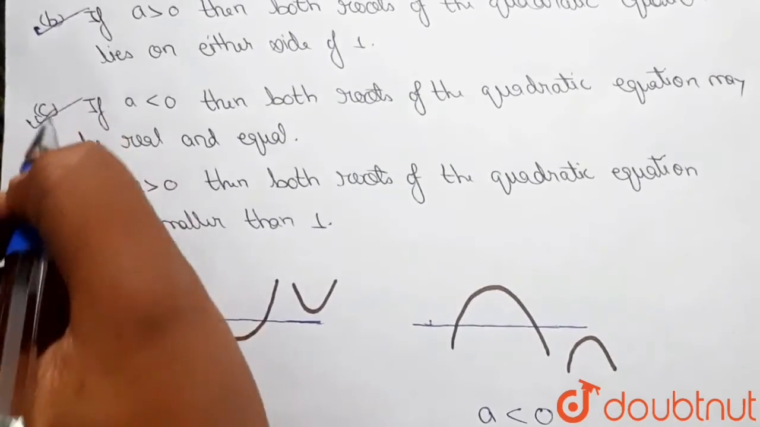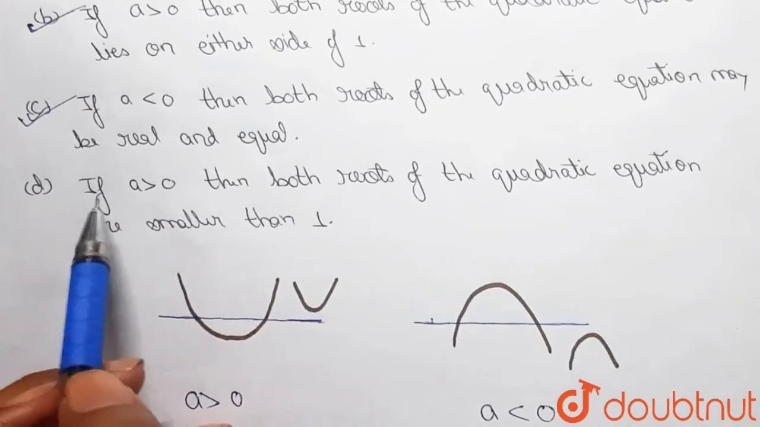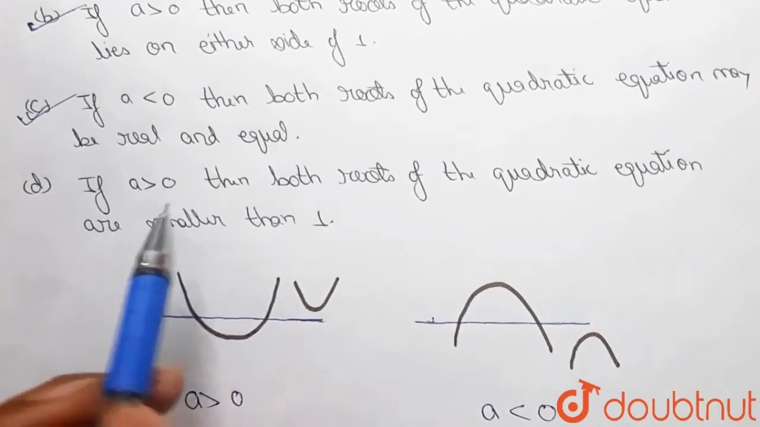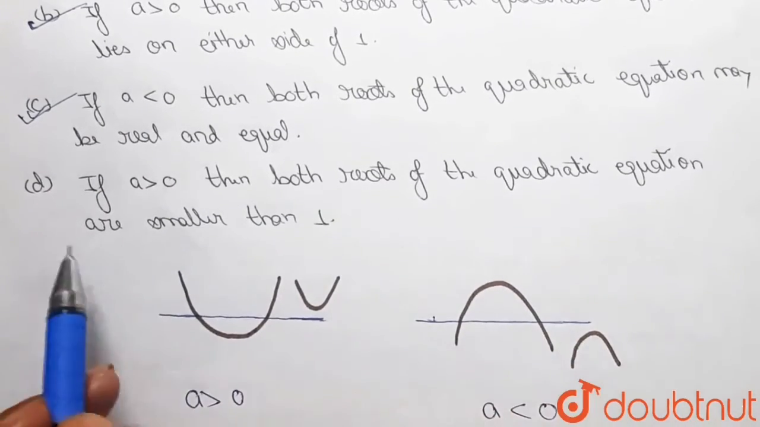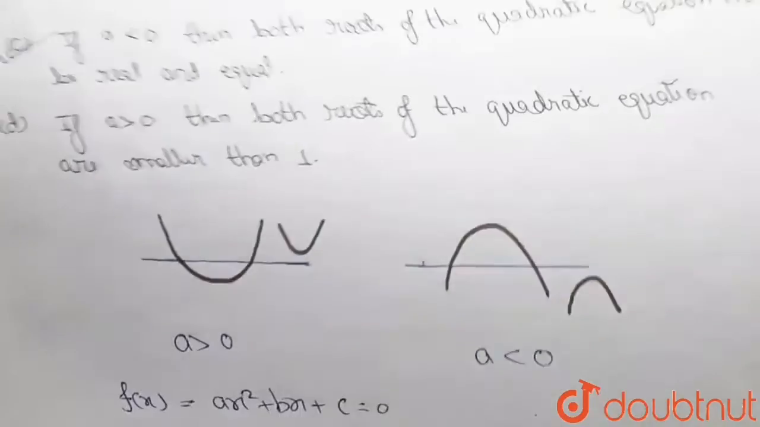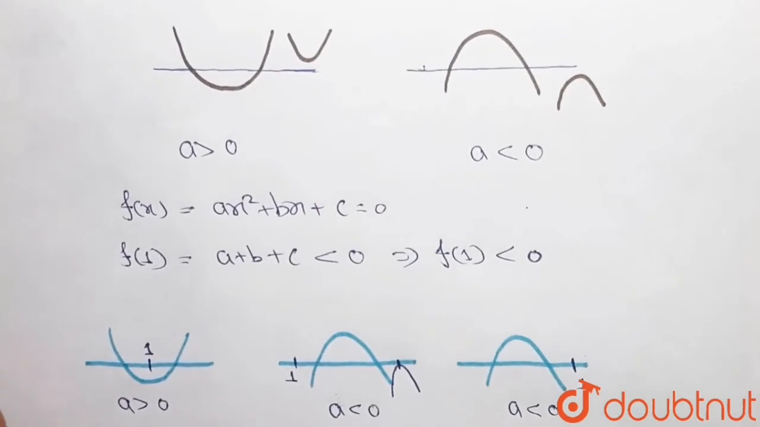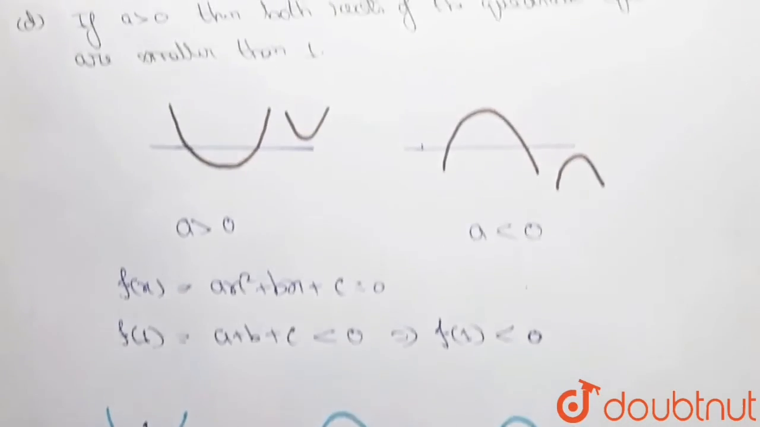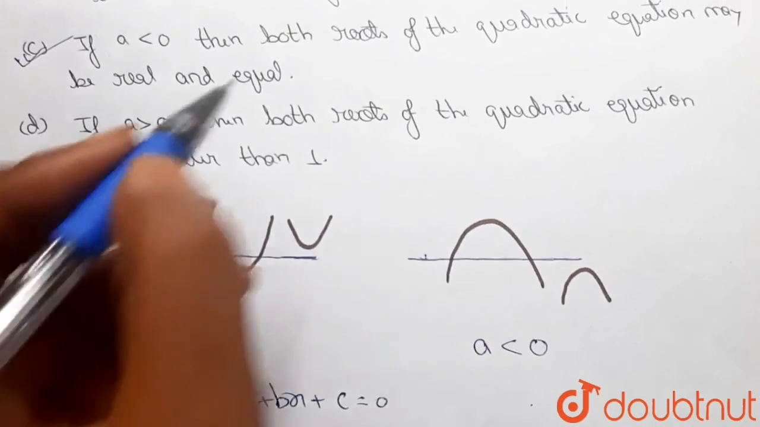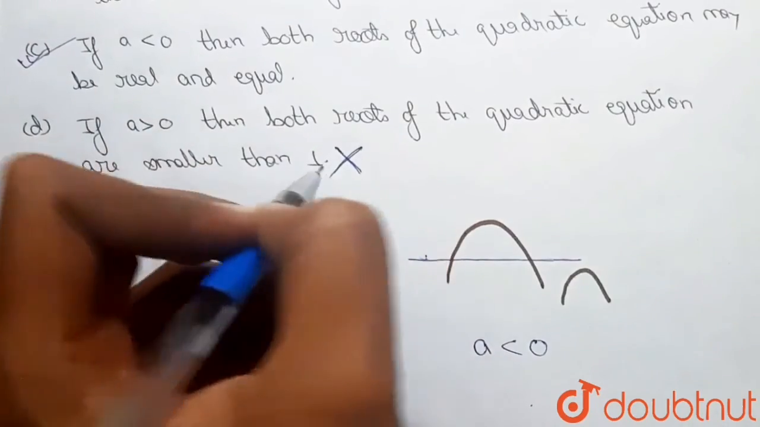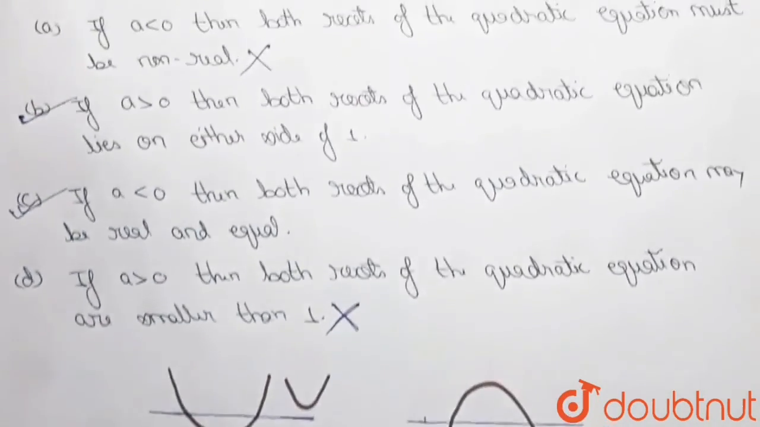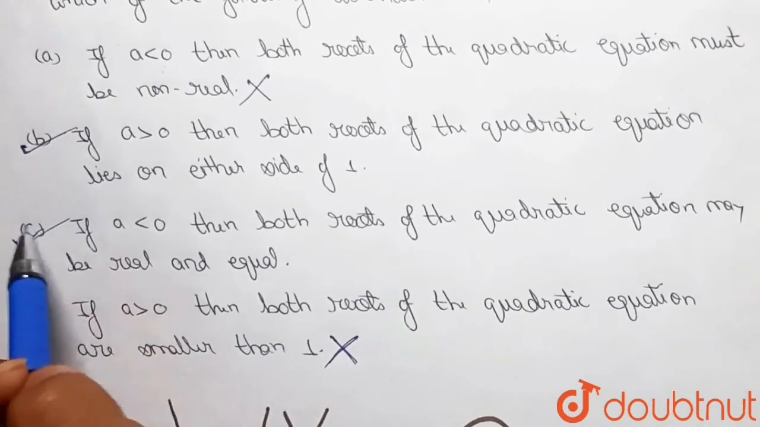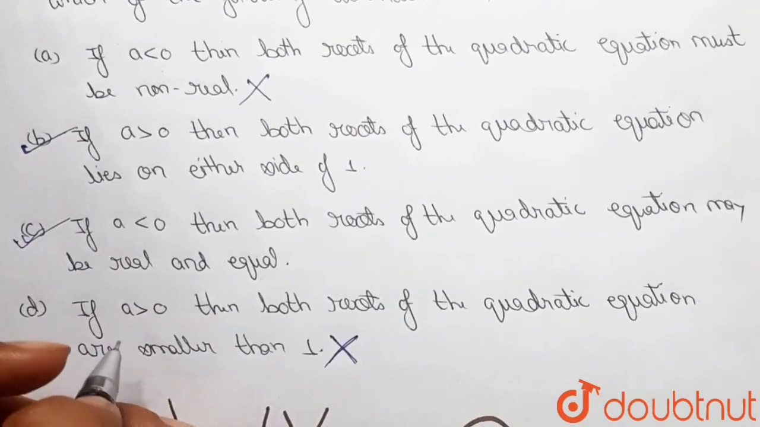Now moving towards option D, it says if a is positive, then both the roots of the quadratic equation are smaller than 1. So that's incorrect, because we have seen that if a is positive, then one of the roots is greater than 1 and the other has to be less than 1, right? So both cannot be smaller than 1, right? So this is again an incorrect option, right? So among the given four options, options B and C are the correct ones, right? So I hope this will help you.